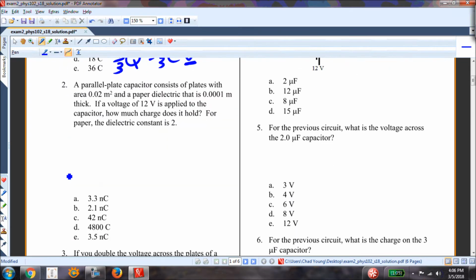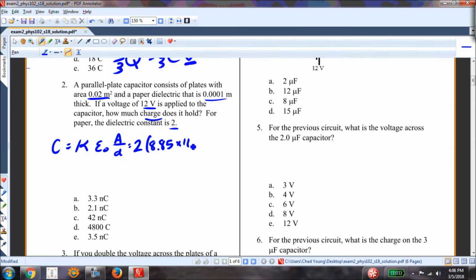Here I have a parallel plate capacitor. There's the area, the distance between them. It has a paper dielectric with that constant, and I want to know how much charge it holds. There's the voltage. First I need to calculate what the capacitance is. Kappa epsilon naught A over D. That's equal to 2. That's my dielectric constant.